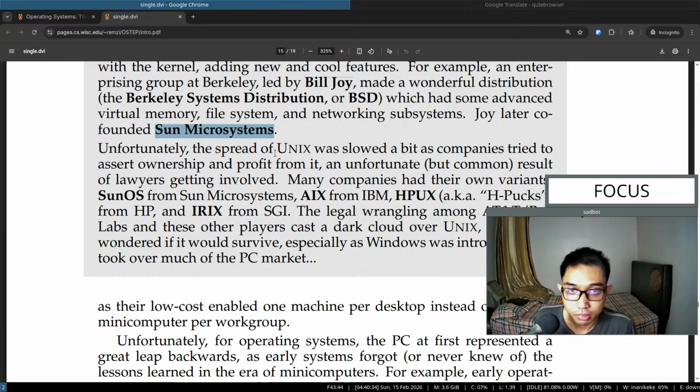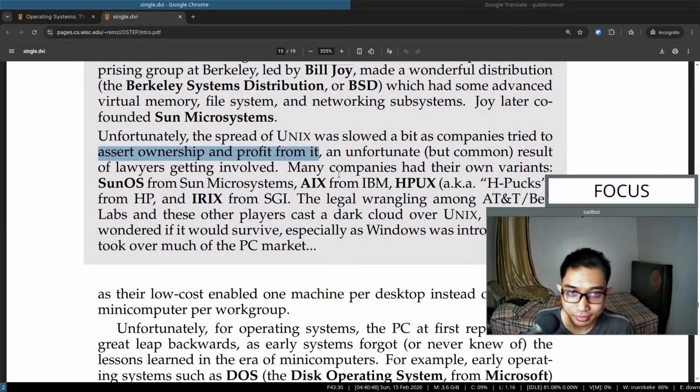Unfortunately, the spread of Unix was slowed a bit as companies tried to assert ownership and profit from it, an unfortunate but common result of lawyers getting involved.